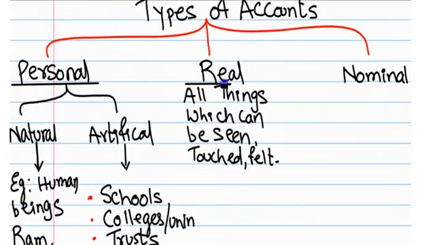I will give you a few examples of real account. There are two varieties of real account. The first variety is called tangible.